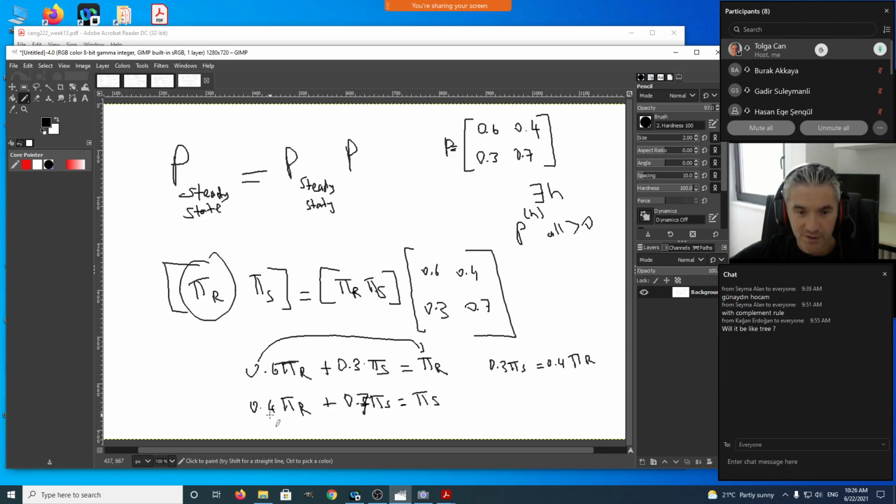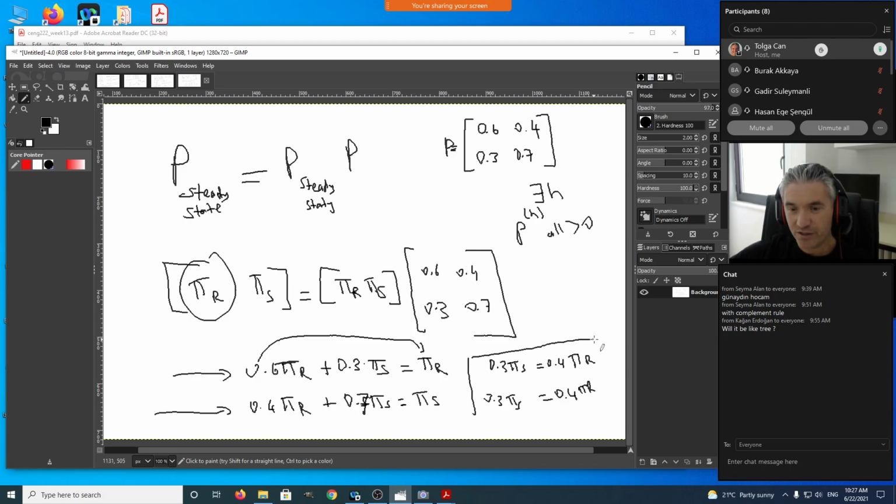So what does this tell me? This tells me that 0.4 pi r is equal to 0.3 pi s. These two equations are basically the same equation. They give me exactly the same thing. So can I not find the steady state of this?